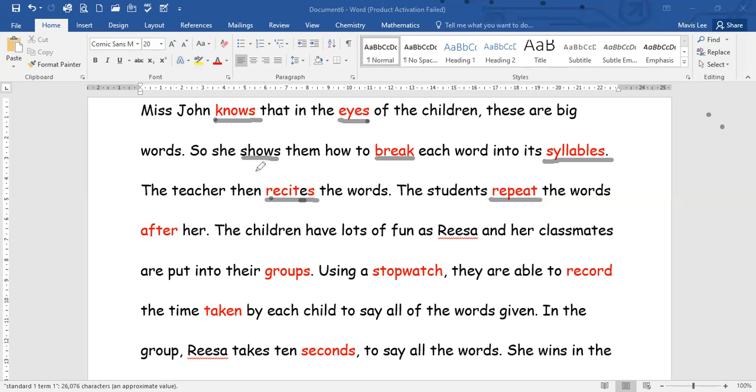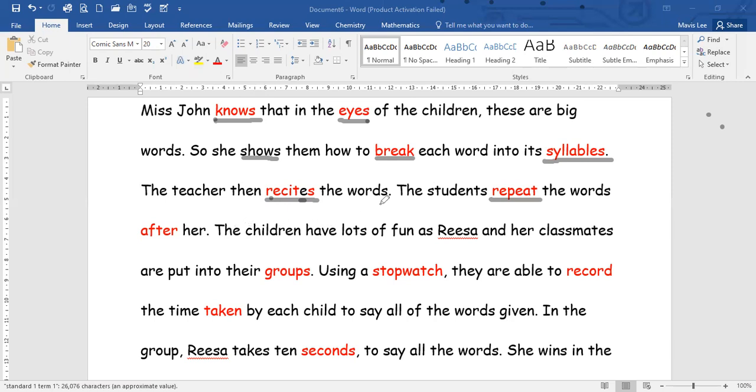So the teacher then recites the words. The students repeat the words after her. So that's how she's training them. She's reciting the words first. They listen and then they repeat the words after her. You see that? Let's get a word check. Nose, eyes, shows, break, syllables, recites, repeat, after. Okay, let's continue.